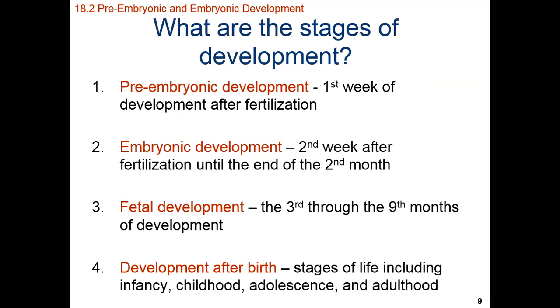The second week after fertilization to the second month after fertilization, we have the embryonic stage, or embryonic development. And then the 3rd through 9th months, we have fetal development. So there's not a hard and fast rule. There's a little bit of gray area between the embryonic stage and the fetal stage.